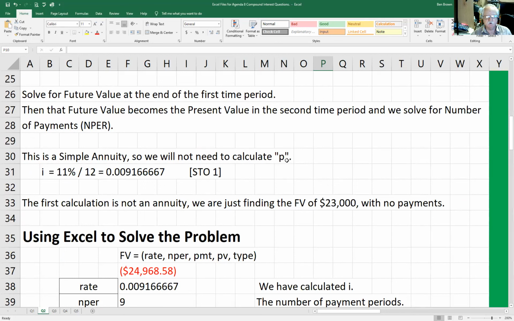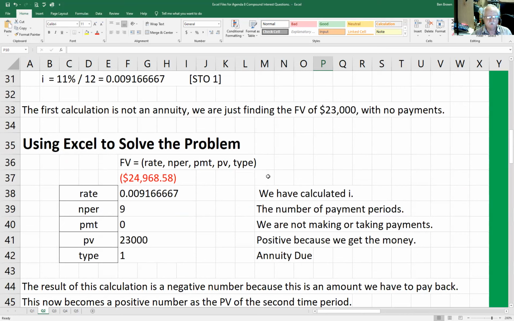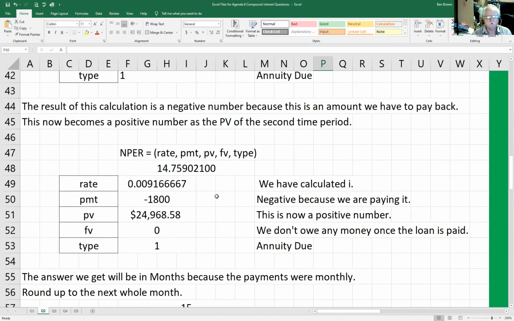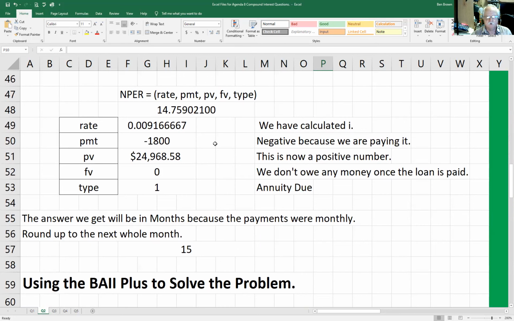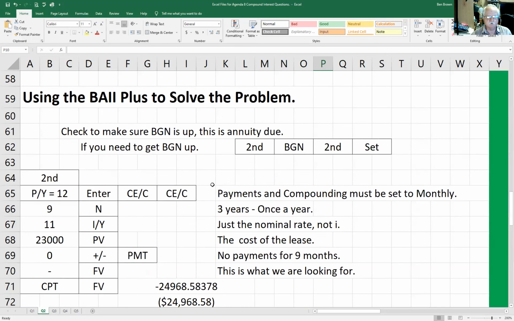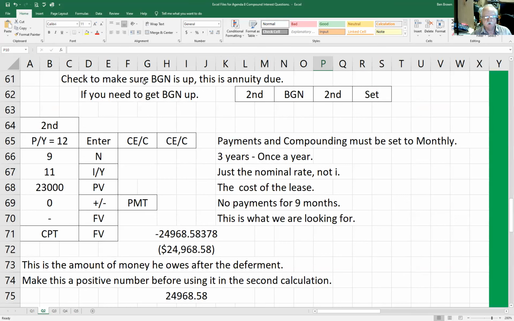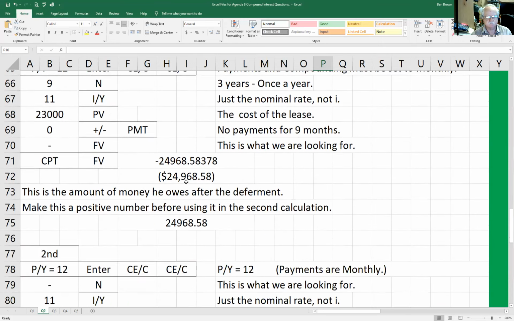This is a simple annuity, so we don't need to calculate the value of P, which we only need for general annuity. And we can solve it with Excel. Or we can solve it with the BA2 Plus, as long as we have that BGN up. And I urge you very strongly to go through all these numbers and make sure they make sense and make sure you end up getting the same answer.